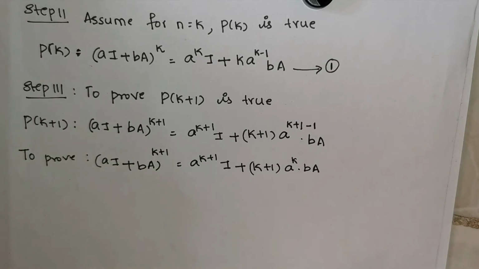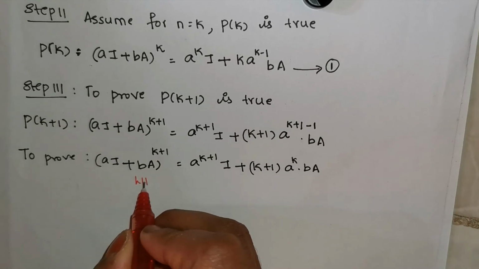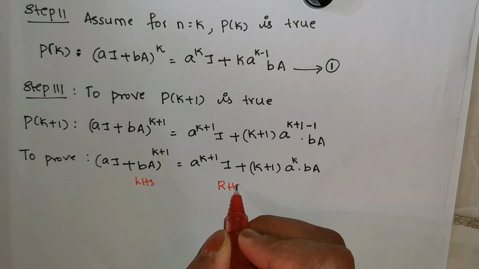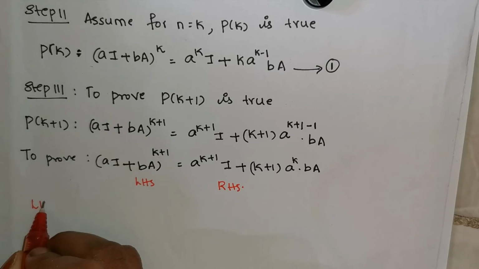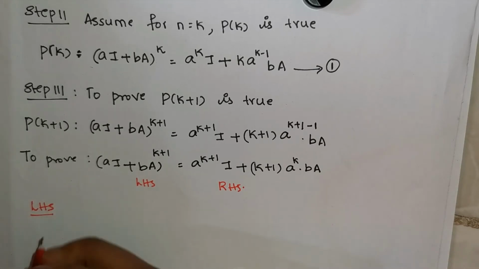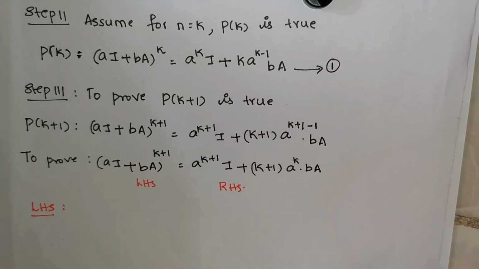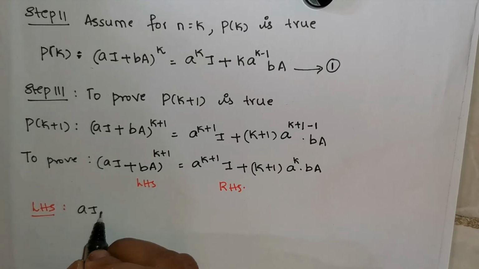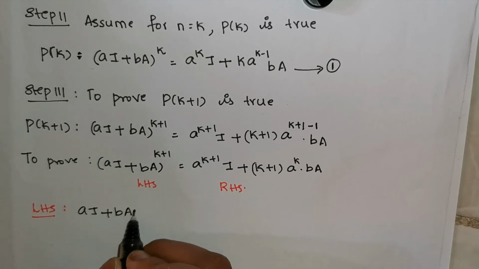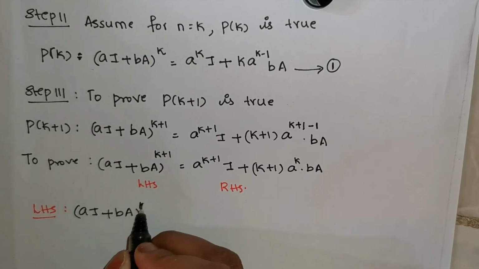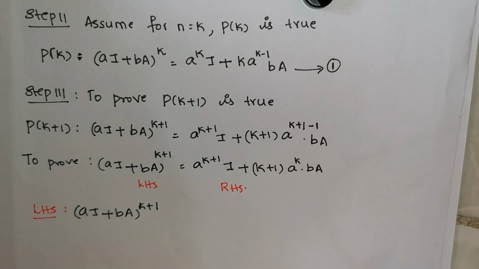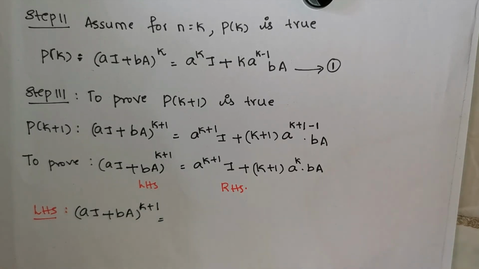So from here I am going to take the LHS. This is our LHS and this is our RHS. What is our LHS? Our LHS is (ai plus ba) the whole raised to k plus 1. Now I am going to split this one.